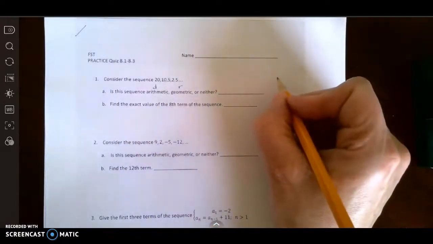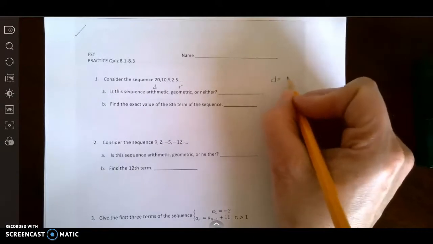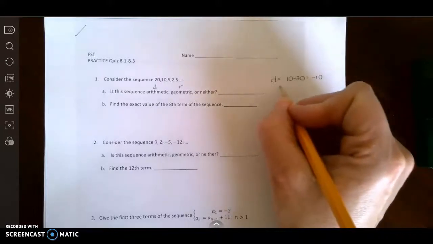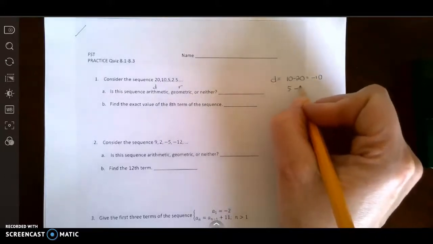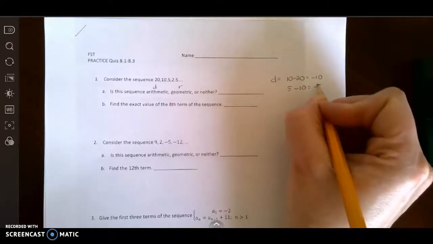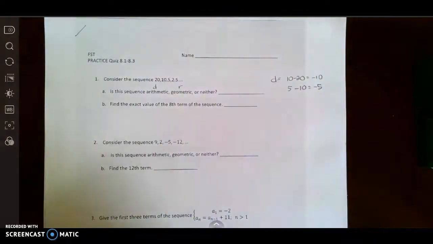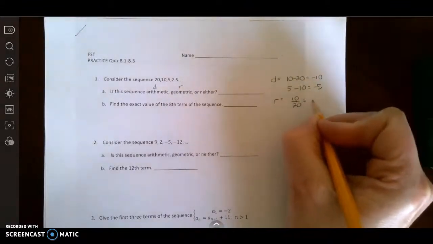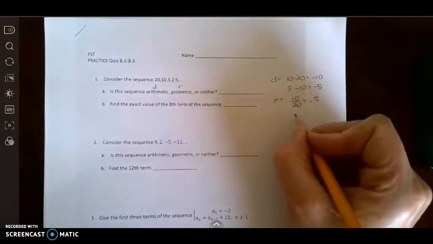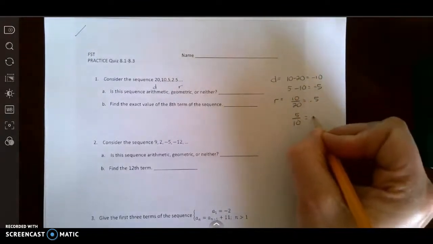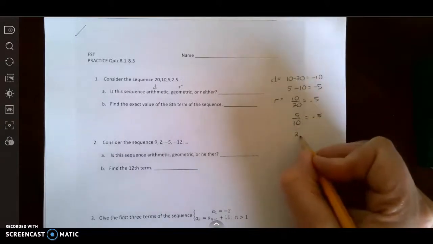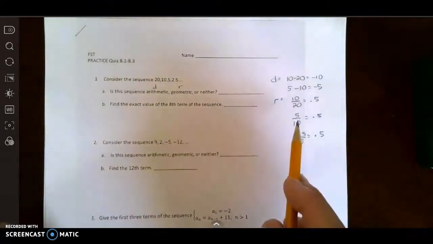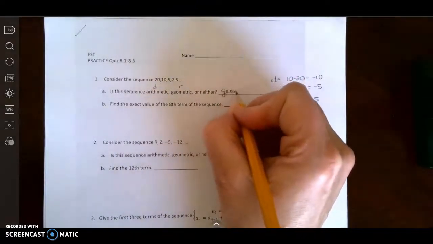So let's see. I'm going to first check for constant difference. 10 minus 20 is negative 10. And 5 minus 10 is negative 5. So it does not have a constant difference. Constant ratio, I'm going to do 10 divided by 20. I get 0.5. I'm going to do 5 divided by 10. I also get 0.5. And if I do 2.5 divided by 5, I also get 0.5. So it has a constant ratio, so it's geometric.